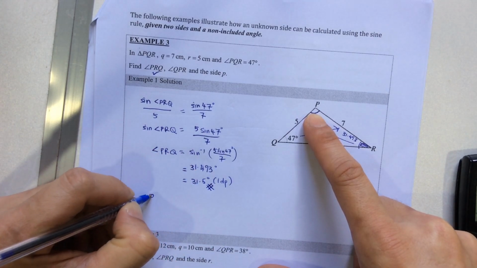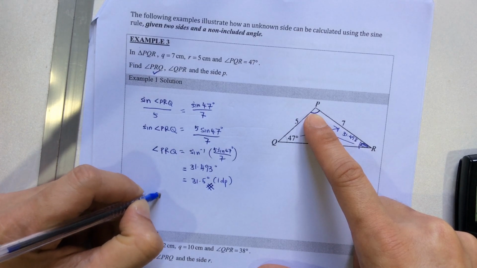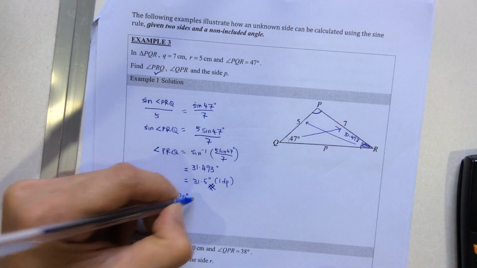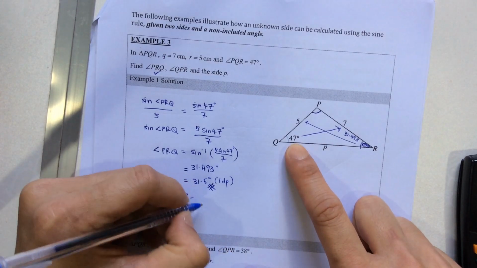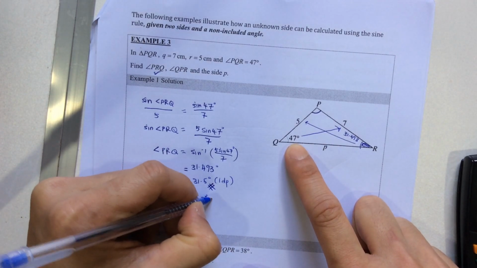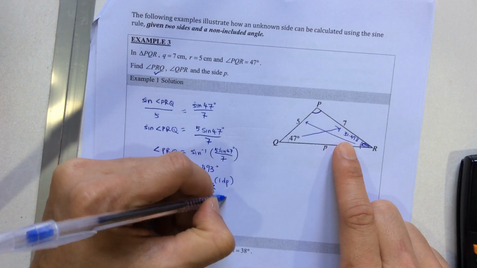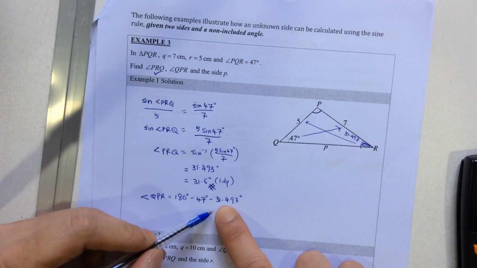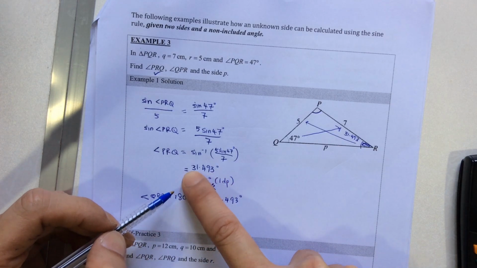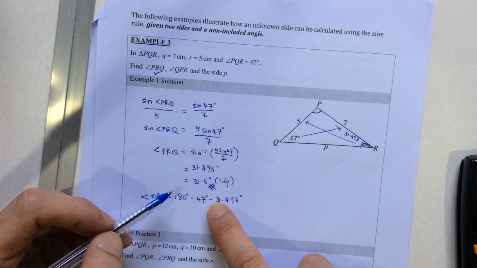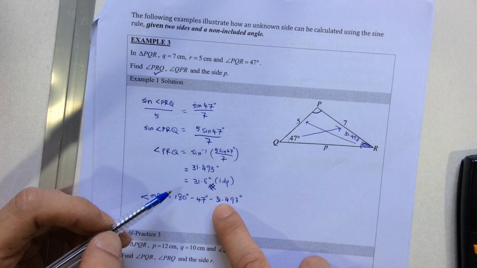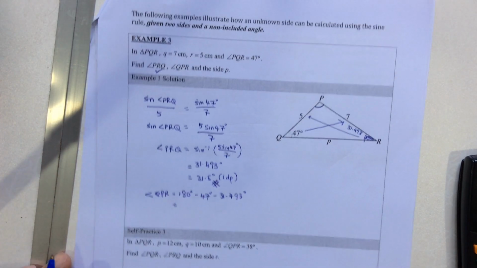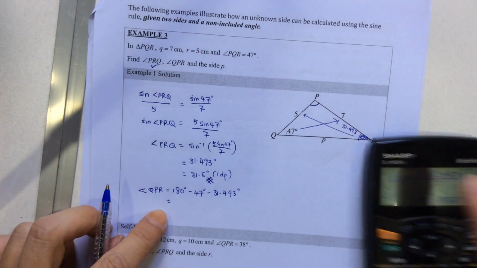Second answer, angle QPR will be 180 degrees minus 47 degrees minus 31.493. So you will always use the more accurate digit or numbers, which will be 31.493. Do not use 31.5 here. Okay, we try to maintain the accuracy of our answers.